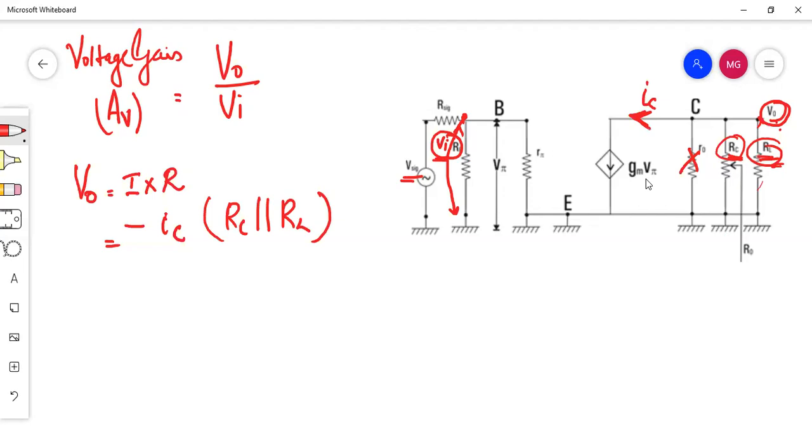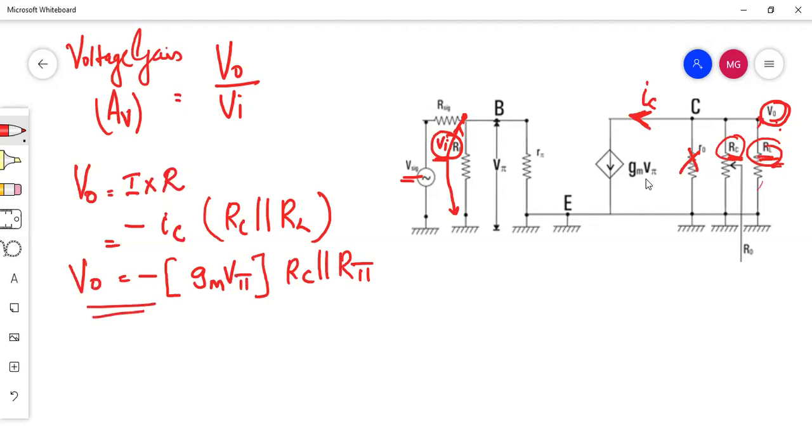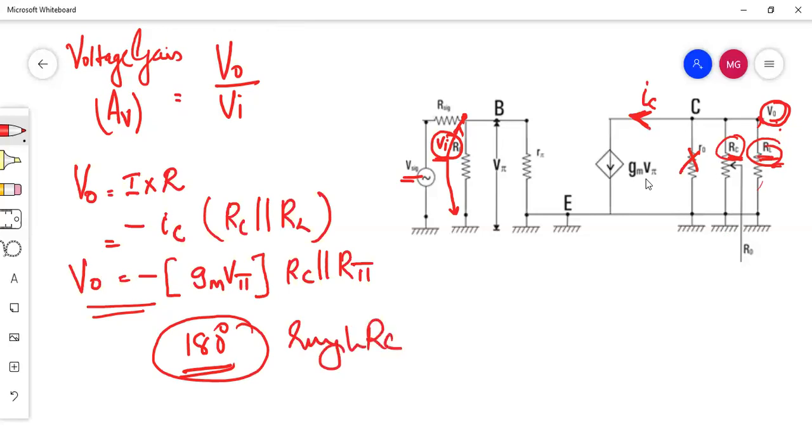Output voltage. Then what is the small IC? We already have the negative sign. We already know that this is gm into V pi, which we already discussed, into RC parallel RL. If you are taking this output voltage, we have this negative sign. The relevance of the negative sign is that we have a 180-degree phase shift. So a single stage RC coupled amplifier will provide a 180-degree phase shift. This negative indicates that.